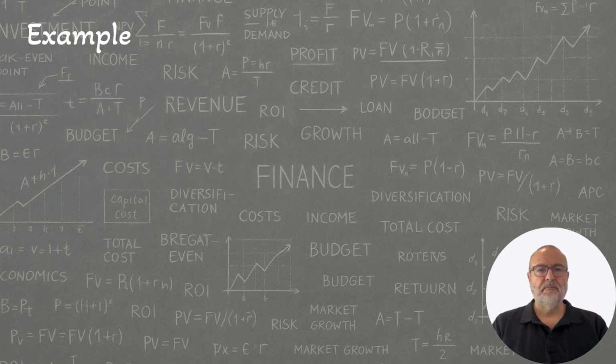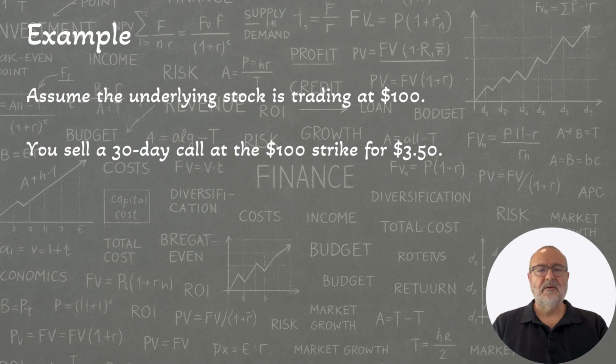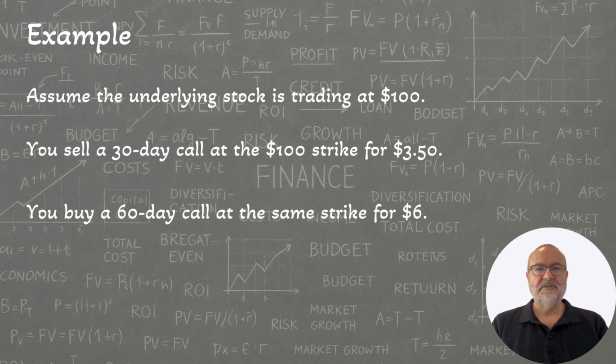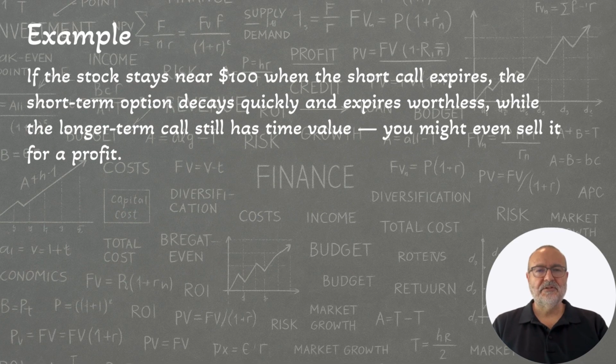Let's look at an example. Assume the underlying stock is trading at $100. You sell a 30-day call at the $100 strike for $3.50. You buy a 60-day call at the same strike for $6. Your net cost, or debit, is $2.50. If the stock stays near $100 when the short call expires, the short-term option decays quickly and expires worthless, while the longer-term call still has time value. You might even sell it for a profit.